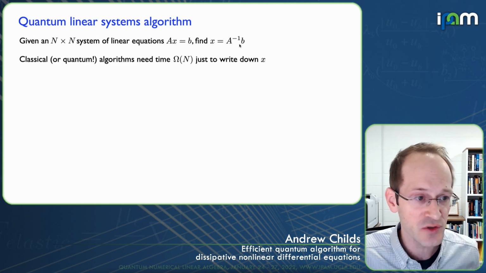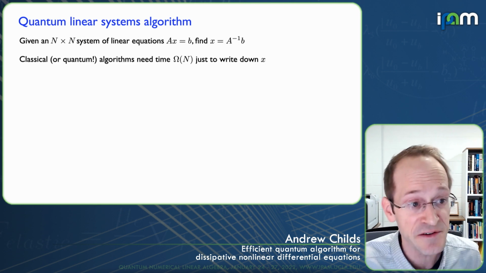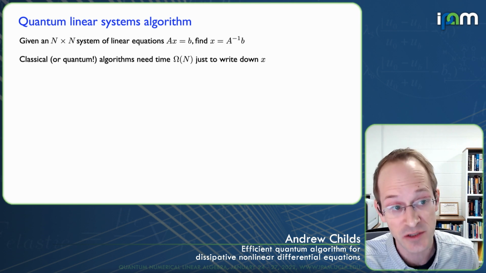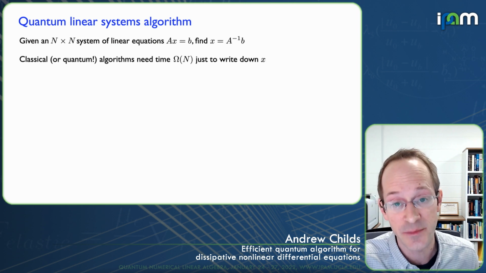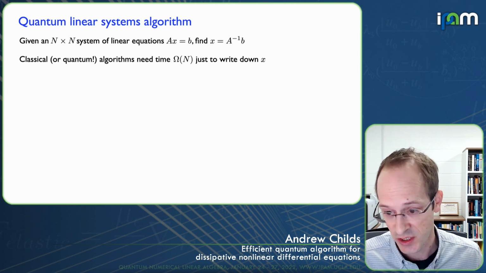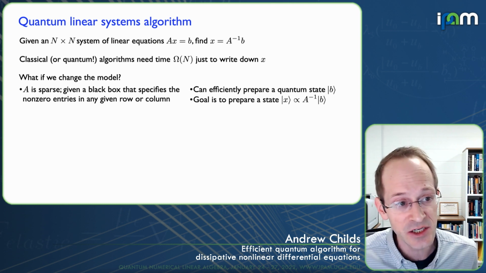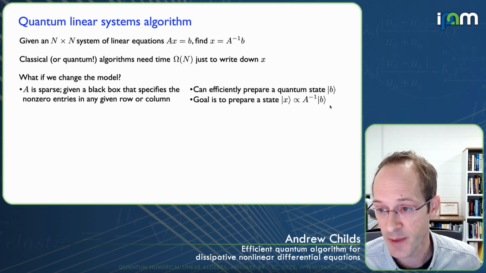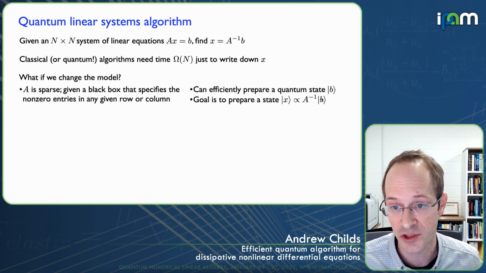But now if we want to solve this on a classical computer, or indeed even on a quantum computer, but our goal is to produce an explicit description of the solution, then we need linear time, time linear in the dimension of the system, just to write down the answer. But, again, the idea here is going to be to change the model, and think about a situation where our goal is just to prepare a quantum state proportional to the solution.